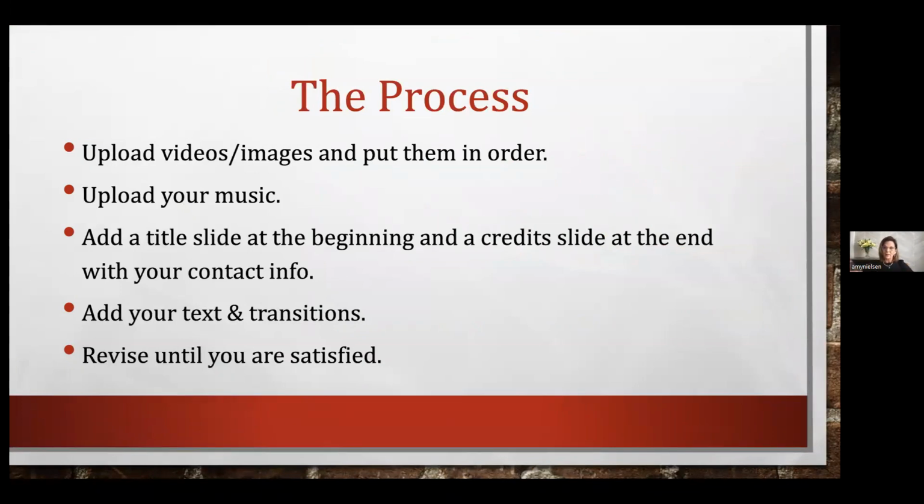So whatever platform you're using, iMovie, Wondershare Filmora, anything, the first thing you're going to do is upload your videos and images, unless they're already within that platform like FlexClip, and put them in the order you think they should be in. Then upload your music, because I want you listening to that music while you're drafting this thing. I like to add a title slide at the beginning and a credit slide at the end with your contact info. You're going to then layer your text and transitions and revise until you are satisfied.